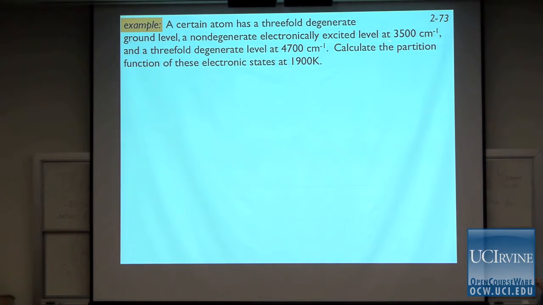Let's do another example. A certain atom has a threefold degenerate ground level, a non-degenerate electronically excited level at 3,500 wave numbers, and a threefold degenerate level at 4,700 wave numbers. Calculate the partition function for these electronic states at 1900 degrees Kelvin.